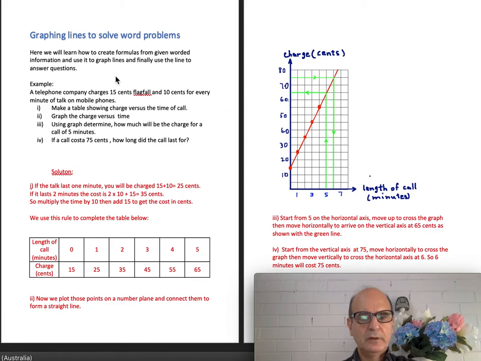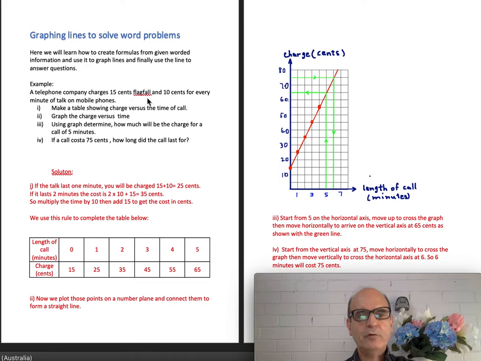As usual, we address this by looking at an example. The example I've put here goes like that. A telephone company charges 15 cents flagfall and 10 cents for every minute of talk on mobile phones.